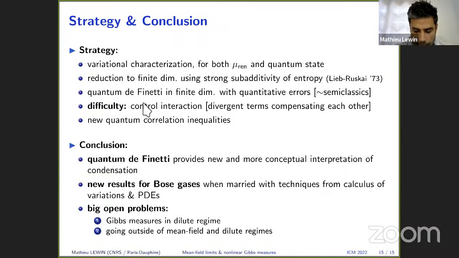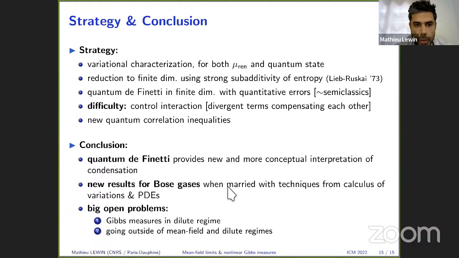Conclusion. I hope I've explained that this quantum de Finetti point of view provides a new and somehow more conceptual interpretation of Bose-Einstein condensation, or more generally, the validity of the mean field for quantum systems. It's always good when mathematics can bring some new insight in physics and not just rigorously prove what physicists know. And I think it's really one case where we can actually bring some new interpretation. So this allowed us to prove some new results for Bose gases when we married this quantum de Finetti with techniques from the calculus of variations and PDE.